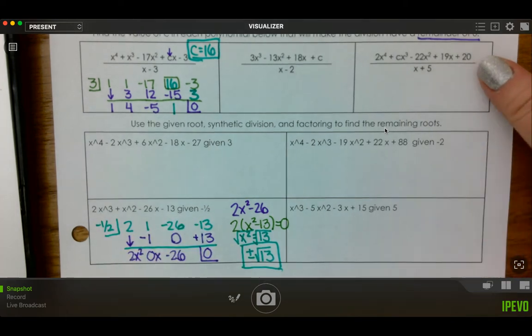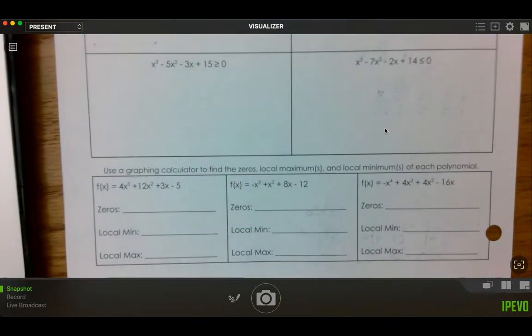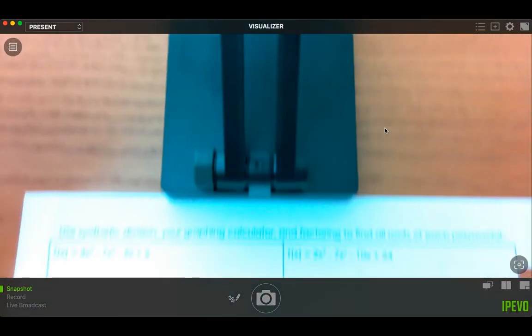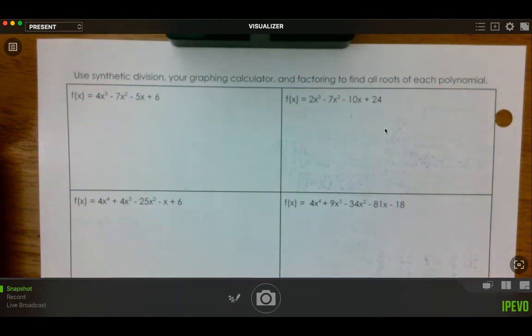And on the back side, it just doesn't tell you what number to start with. So you are going to have to figure that out using your calculator. So I'm going to pull up my calculator.